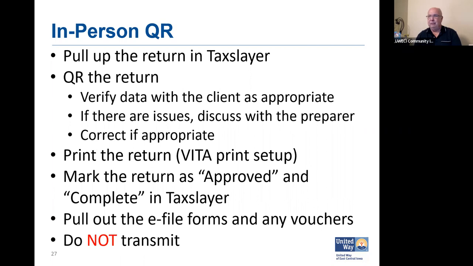When it's all done, you print the return. There should be a VITA print option in the dropdown. You mark that return as approved and complete. You pull the e-file forms and any vouchers out of that print. Do not transmit it. There is a transmit button that's not too far from those approved and complete forms. Do not transmit that. You just mark it as approved and complete.